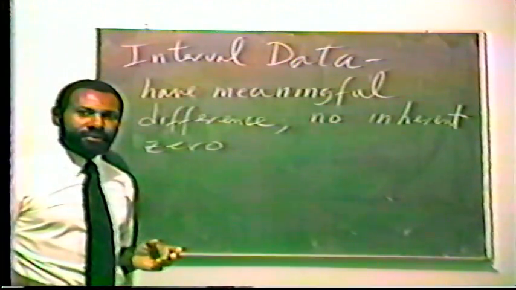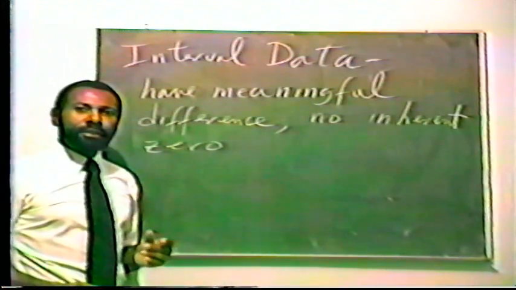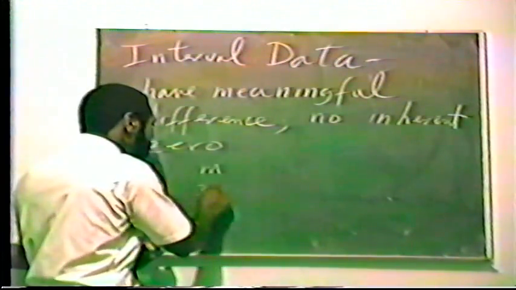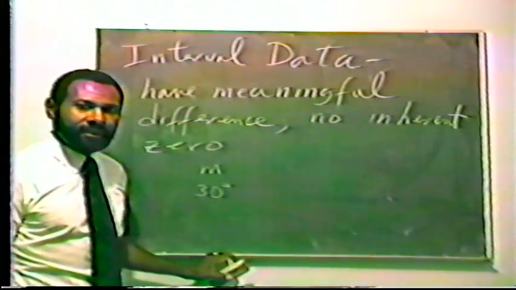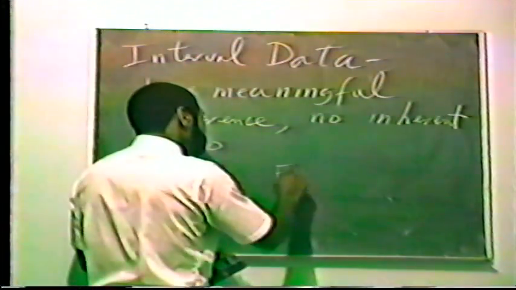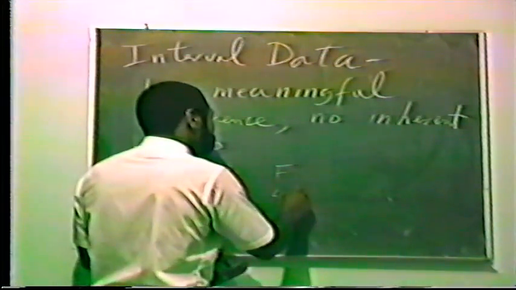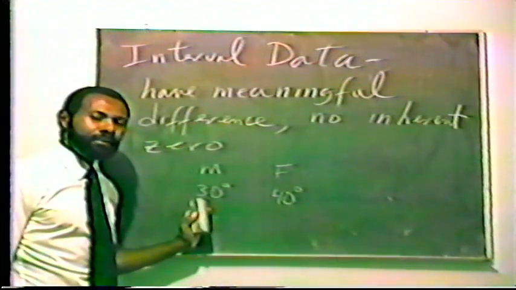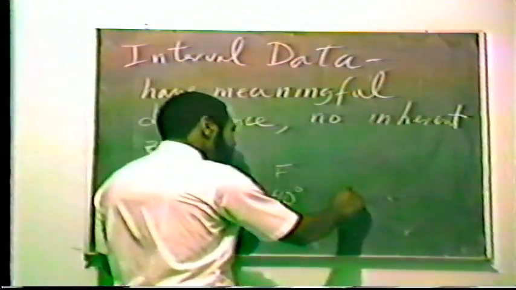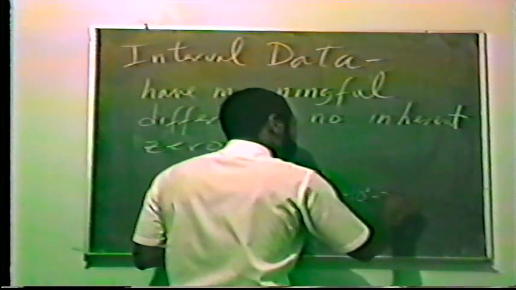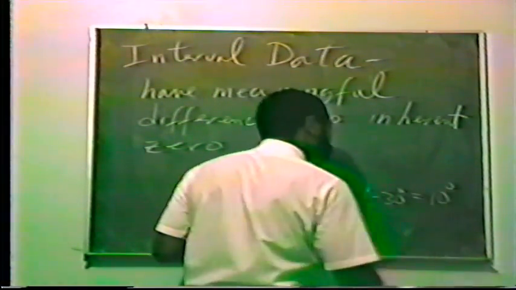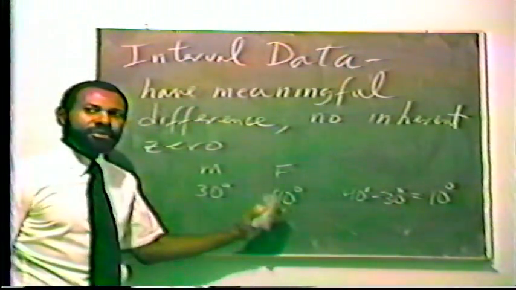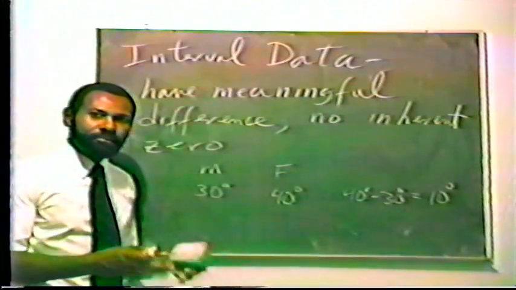is the temperature scale. We can look at the Fahrenheit scale, and we can say that on Monday it was 30 degrees Fahrenheit. On Friday it was 40 degrees Fahrenheit. We can subtract these two, 40 degrees minus 30 degrees, and we can say that there was a 10-degree difference in the temperature of Monday and the temperature of Friday. So we can get meaningful differences.